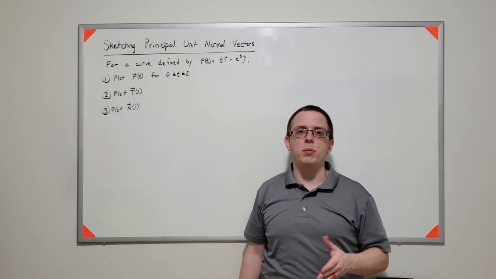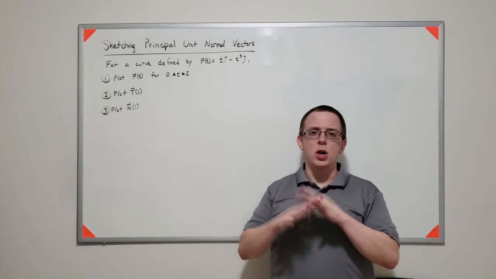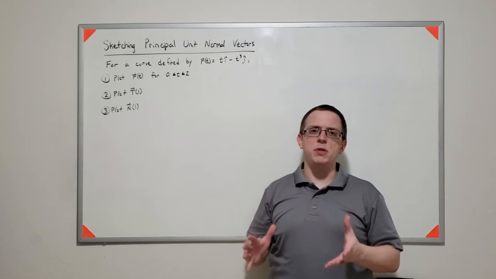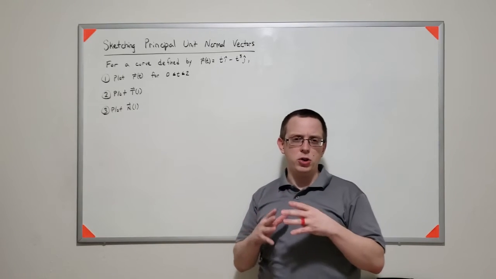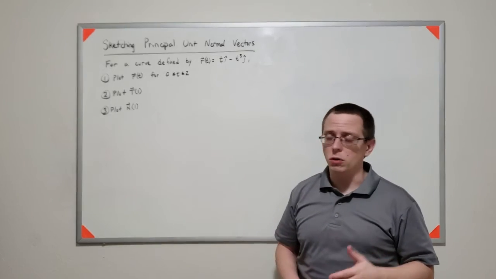We want to do an example of plotting tangent and normal vectors along with a position vector to give a little bit of understanding and a little bit of flavor about what's going on for a particular curve.